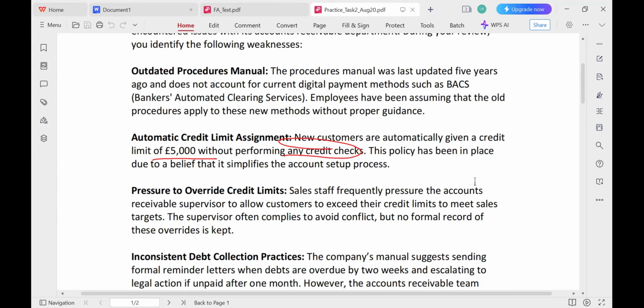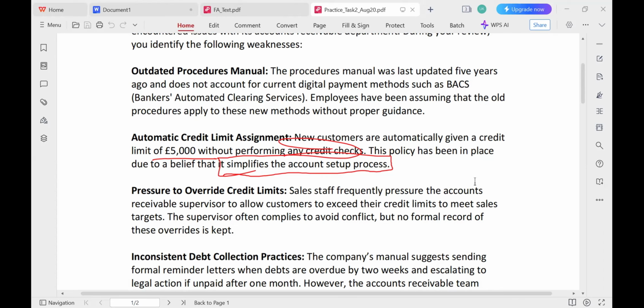All right, so we know what is the weakness and what is the cause of this weakness. So the policy of automatically assigning a 5,000 credit limit to new customers without conducting any credit checks is being used just to simplify the account setup process. So again, in identification, you are just rephrasing the answer. So that is basically the cause of the weakness. Okay. What could be the potential consequence for the business?